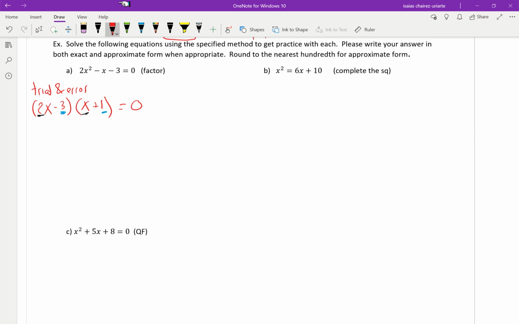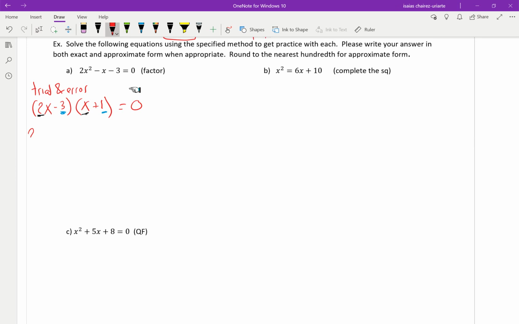Okay, and so now I was able to factor my original expression on the left-hand side of this equation. So it's been factored. And now I have a product of two things. Something times something equals 0. So I'm going to set each one of the factors equal to 0. And this is due to the zero product property.